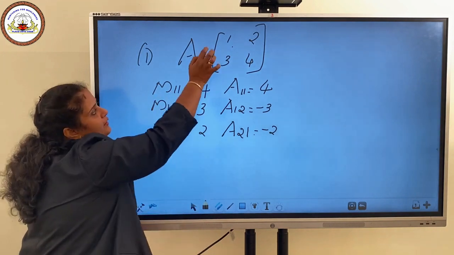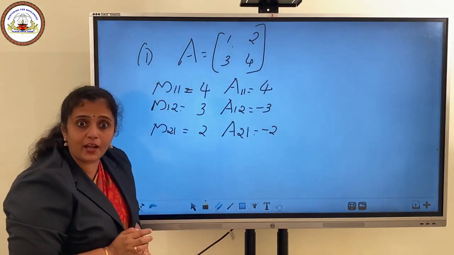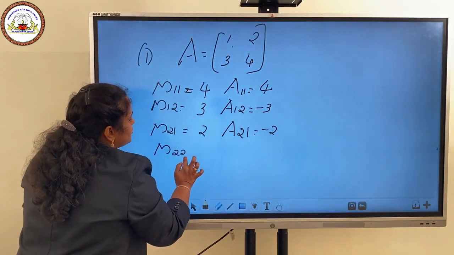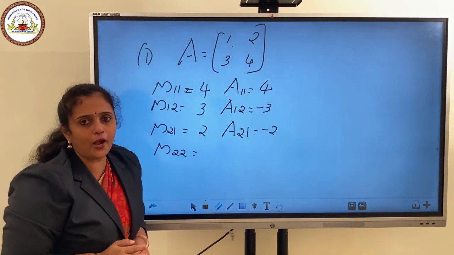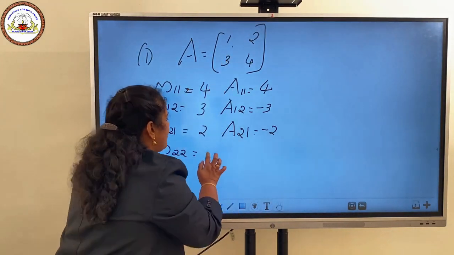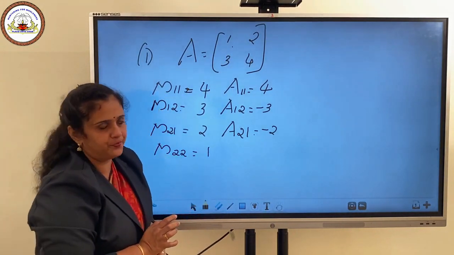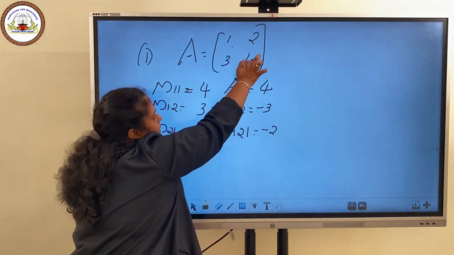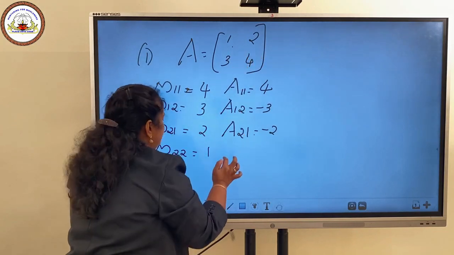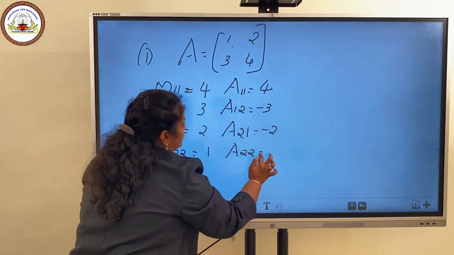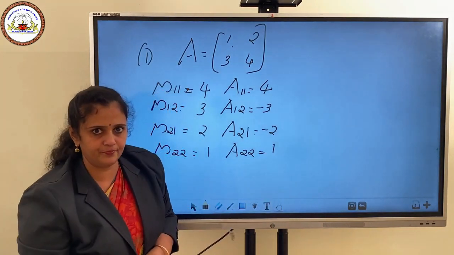Then we can find the minor of the second row, second element. That is M22. The corresponding row and column you should eliminate, and the remaining element is only 1. That is M22. This element is positive, so the cofactor A22 is equal to 1.